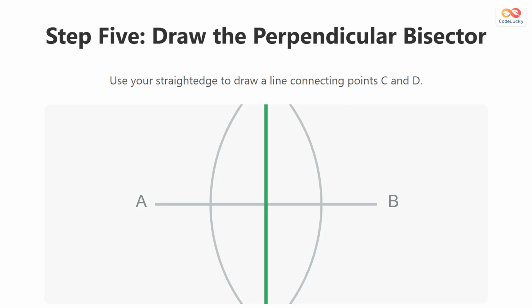For the final step, align your straightedge with the 2 intersection points, C and D. Carefully draw a straight line that passes through both points. This new line is the perpendicular bisector of your original segment AB.